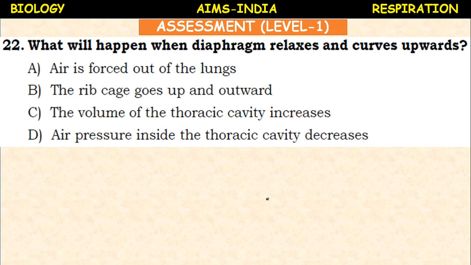What will happen when diaphragm relaxes and curves upward? What happens when the diaphragm moves upwards? Air is forced out of the lungs. Diaphragm moves upwards means relaxes, goes to normal position. So the chest cavity decreases, so air pushes outside.